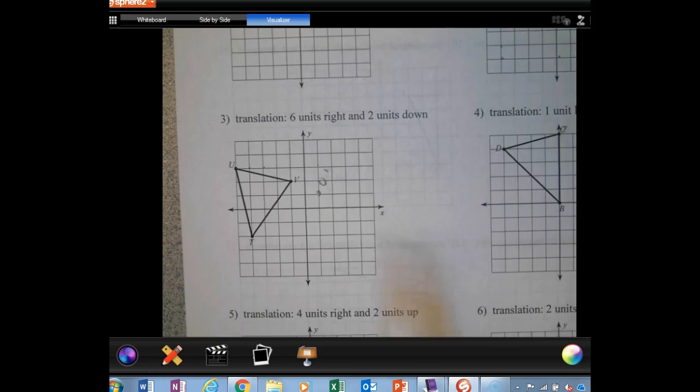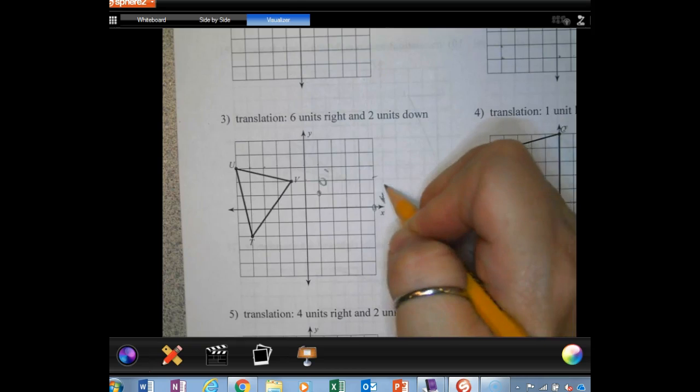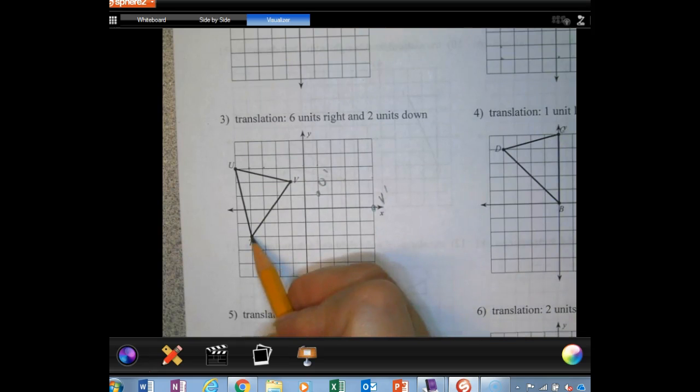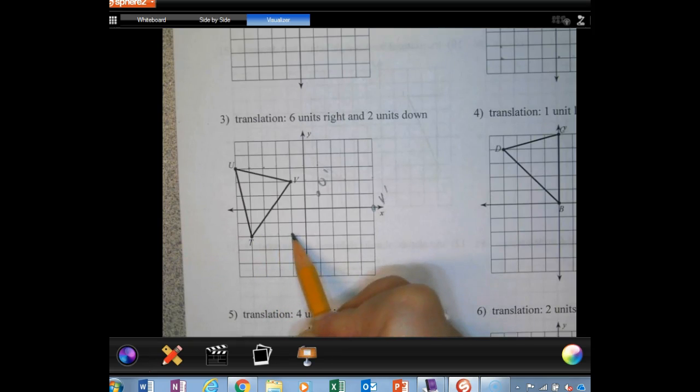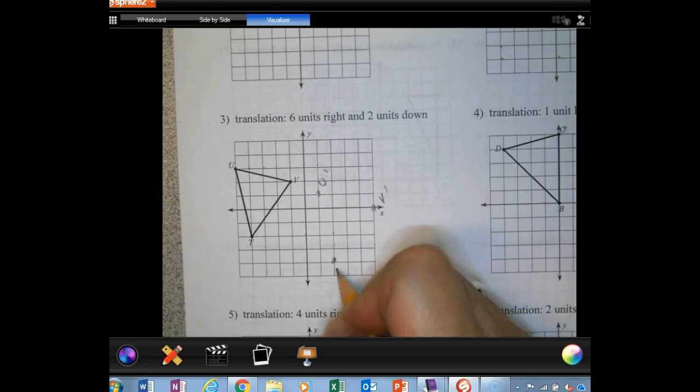Okay, now we do the same thing for V. How many units and in what direction? Right, 6. 1, 2, 3, 4, 5, 6, and then down 2. 1, 2. That's going to put me here. Here's my V prime. Do that for each point. Okay? Now T. 6 units right. 1, 2, 3, 4, 5, 6, and then 2 units down. 1, 2, and here's my T prime.